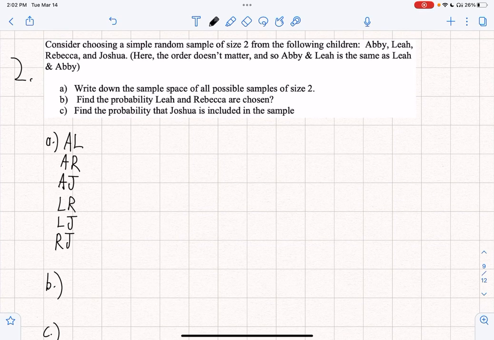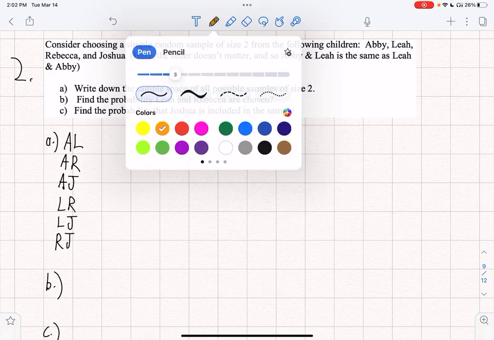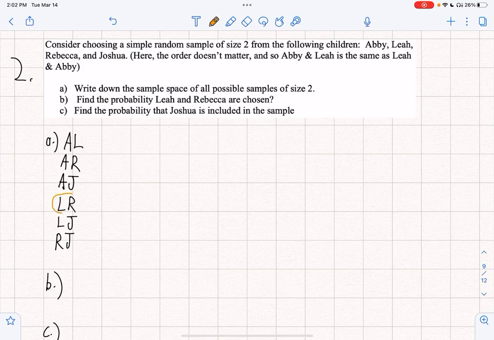For part B, we want to find the probability that Leah and Rebecca are chosen. So we are interested in the probability we get Leah and Rebecca. And these 6 outcomes represent our sample space. So there are 6 possible ways to select 2 people from a group of 4.